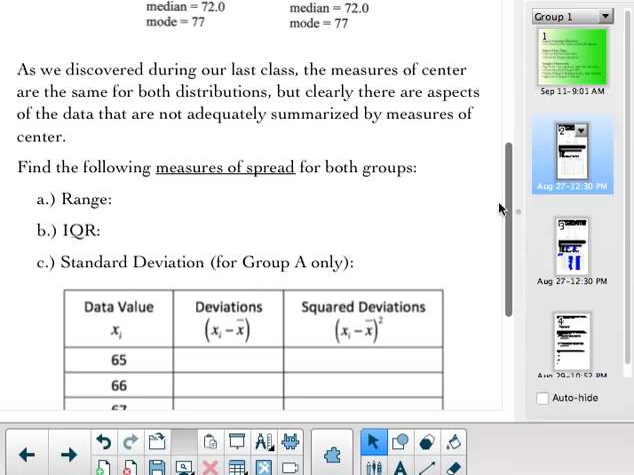We'd like for you to take a minute, as a review from last class, to find the following measures of spread for both groups. Find the range for Group A and for Group B, and then also the IQR for Group A and Group B. Go ahead and press pause and take a minute to do that, and then when you're finished, start the video up again, and we'll talk about the answers a little bit.